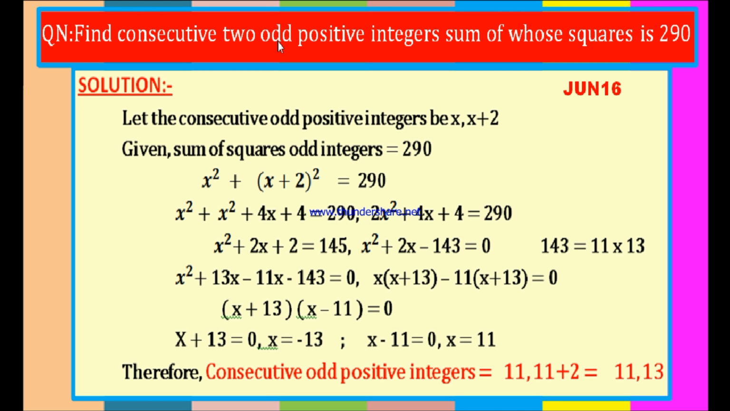Since we are asked to find the odd positive integers, therefore you cannot consider minus 13. Then go for 11. Therefore, the consecutive odd positive integers are x and x plus 2. X value is 11 and x plus 2 means 11 plus 2. Therefore, the numbers are 11 and 13.